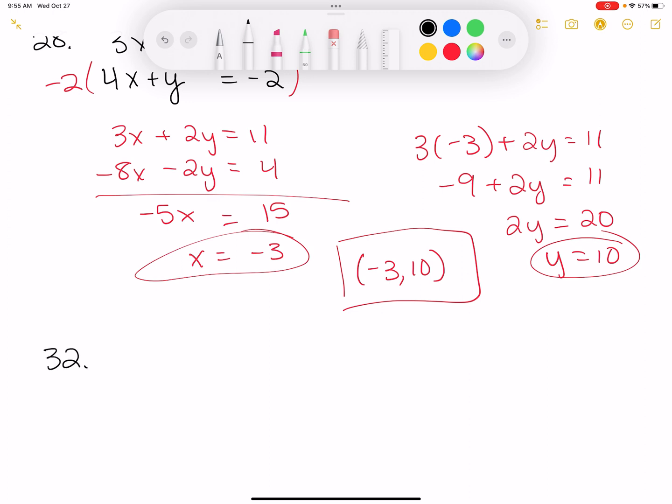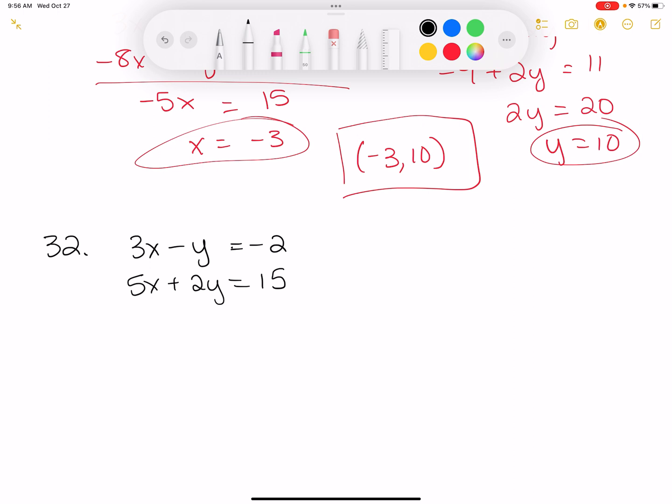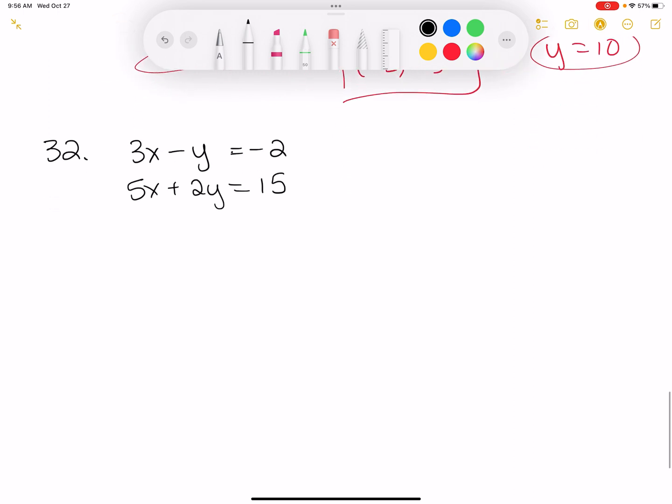Alright, number 32, y'all can try it on your own. 3x minus y is equal to negative 2, and 5x plus 2y is equal to 15. So remember, you can use any method. If you want to use substitution, you can use that. If you want to use elimination, you can do that. So, have at it.